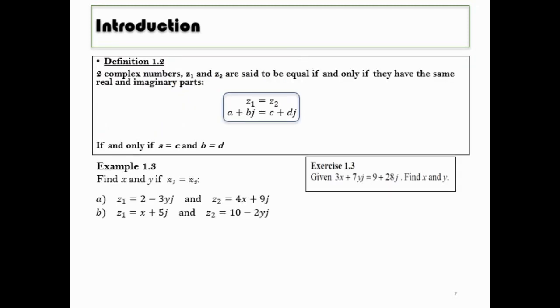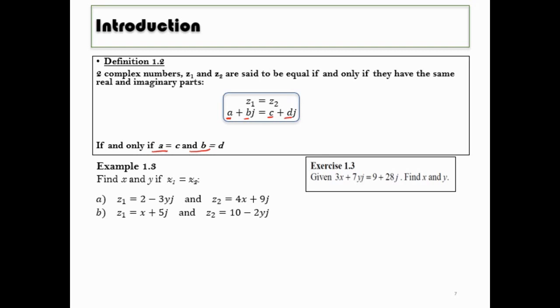So now you need to know what is meant by two equal complex numbers. Two complex numbers are said to be equal if and only if the real part and the imaginary part are equal to each other. For example, the real part of Z1 is A and the real part of Z2 is C, so A must equal C. The imaginary part of Z1 is B and the imaginary part of Z2 is D, so B must equal D. If only A and C are equal but B is not equal to D, the complex numbers are not equal. It has to be the same real and same imaginary, then only we can say two complex numbers are equal.